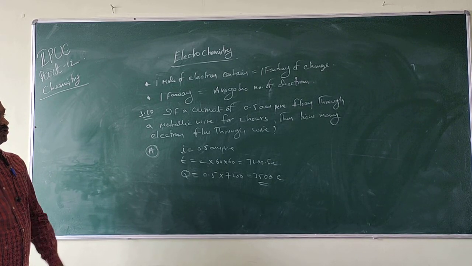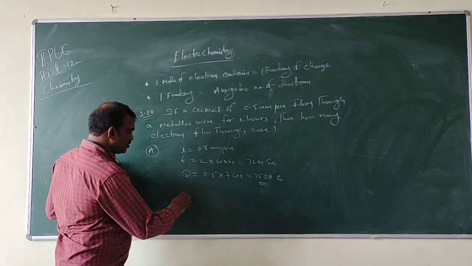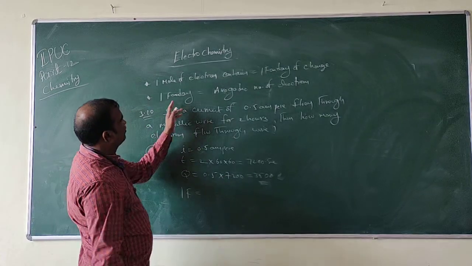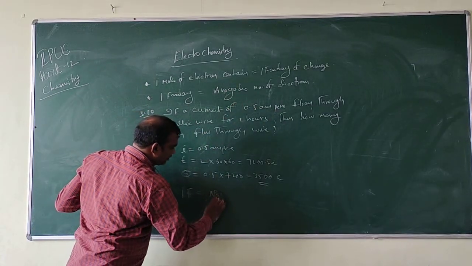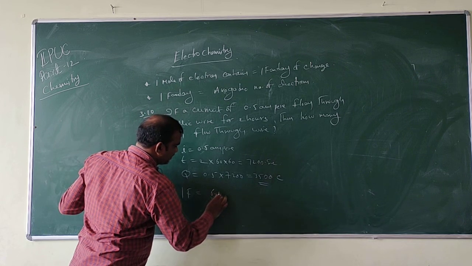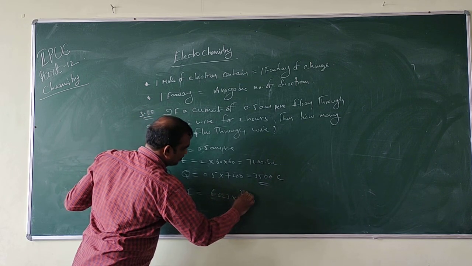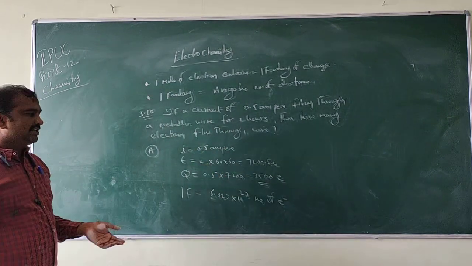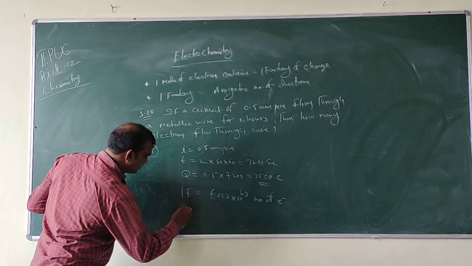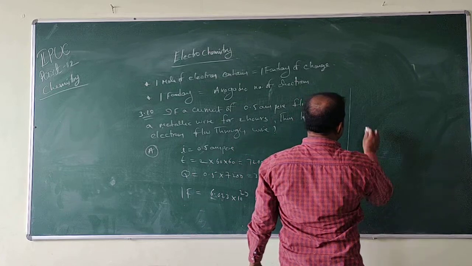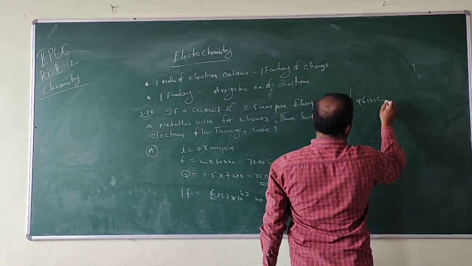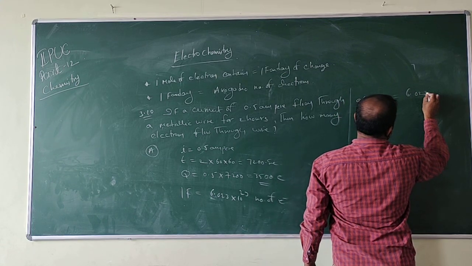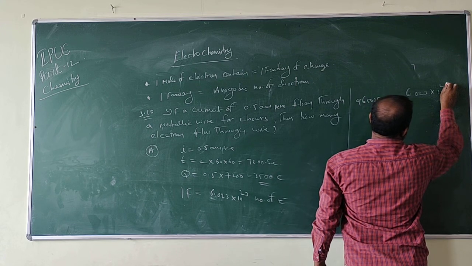So how many electrons will flow through the wire? 1 Faraday means how many electrons? Avogadro number of electrons. Avogadro number, Na, is equal to 6.023 into 10 power 23 electrons. So 1 Faraday means 96,500 coulombs, and that is 6.023 into 10 power 23 electrons.